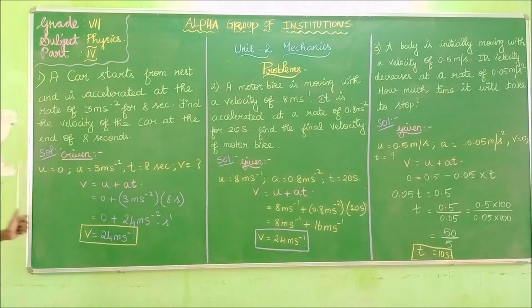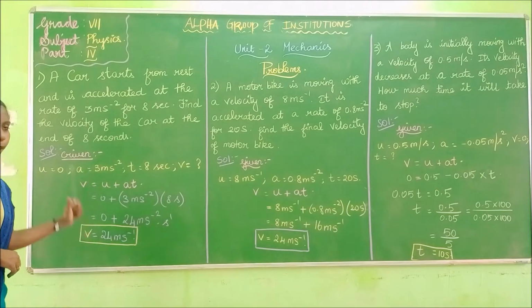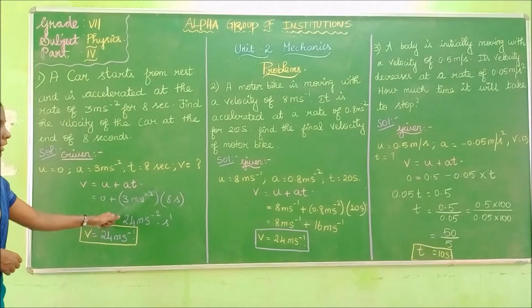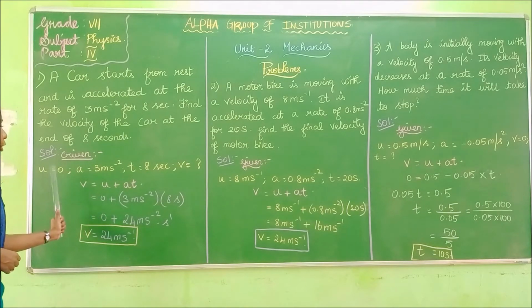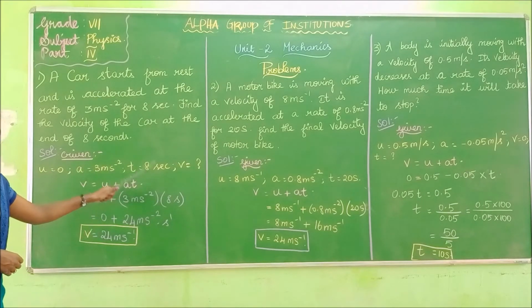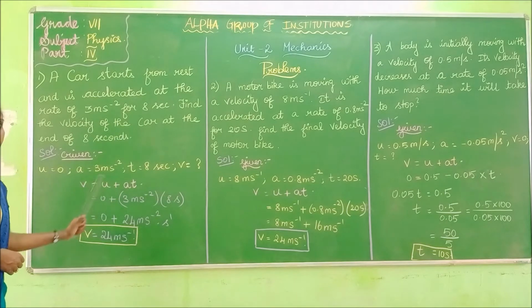Okay. So what is the formula that we use to calculate the final velocity? v is equal to u plus at. They have given us the values for u, a and t, right? So we substitute all the values in this formula.